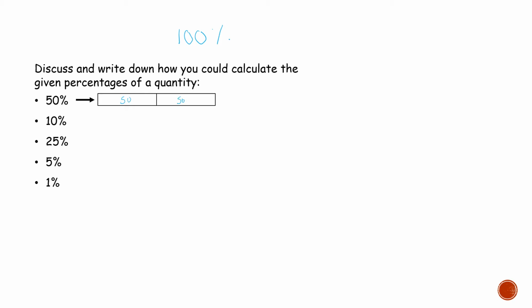Now if I'm looking for 50% of it, that is going to be half of it that would be shaded, or 1 out of 2. With 10%, I would have 10 blocks, and each one of these blocks is 10%, and as a fraction that would look like 1 over 10. So 1 out of 10 is 10%.